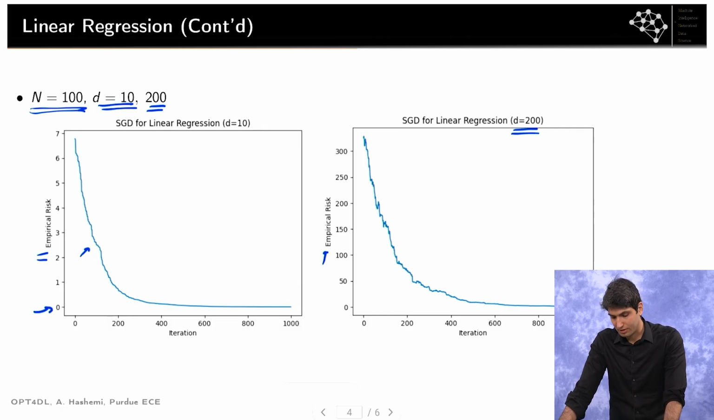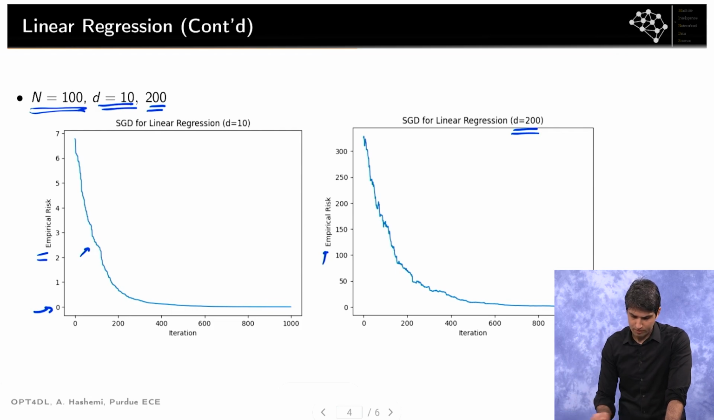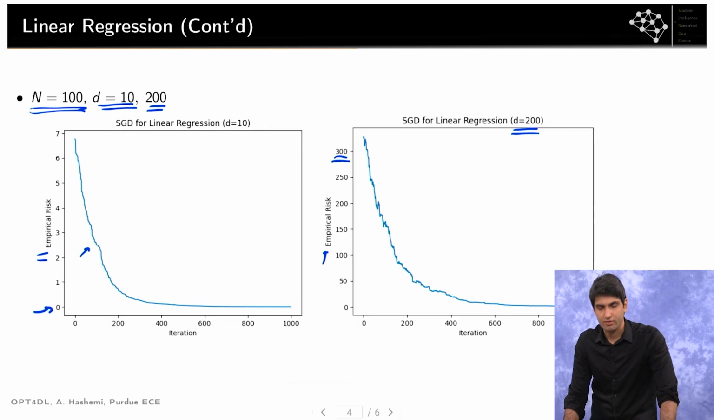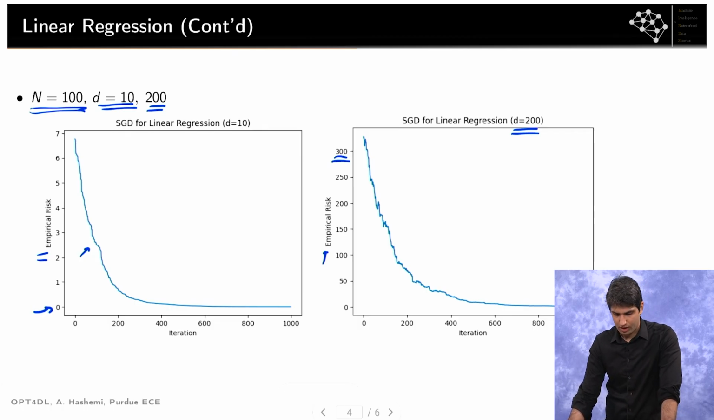Okay, and that's related to the topic of interpolation and over-parameterization that we're going to talk about later on in the course. Okay, so in both cases, we still have convergence. Obviously, when the dimension is larger, the optimization problem is more difficult, but nonetheless, SGD still is able to converge to a solution that is a minimizer of the empirical loss.